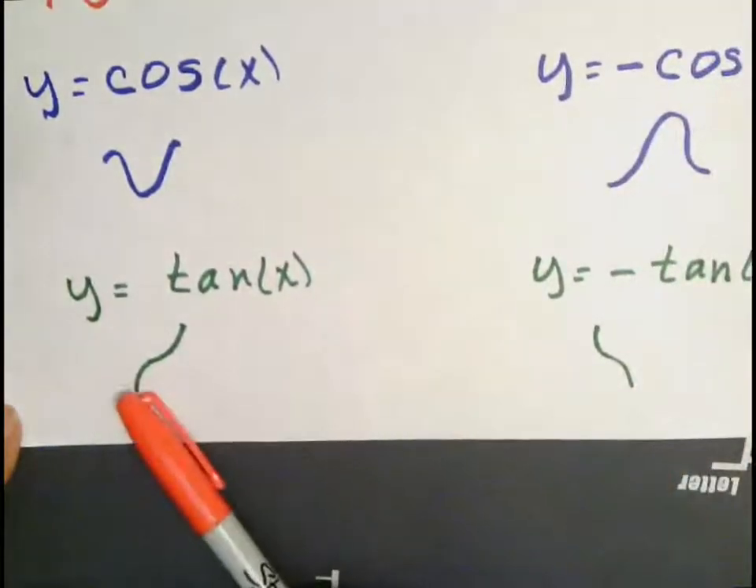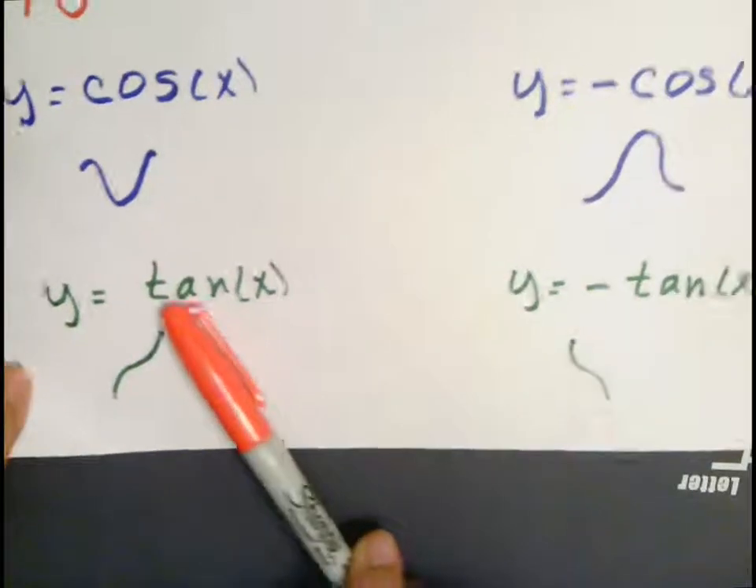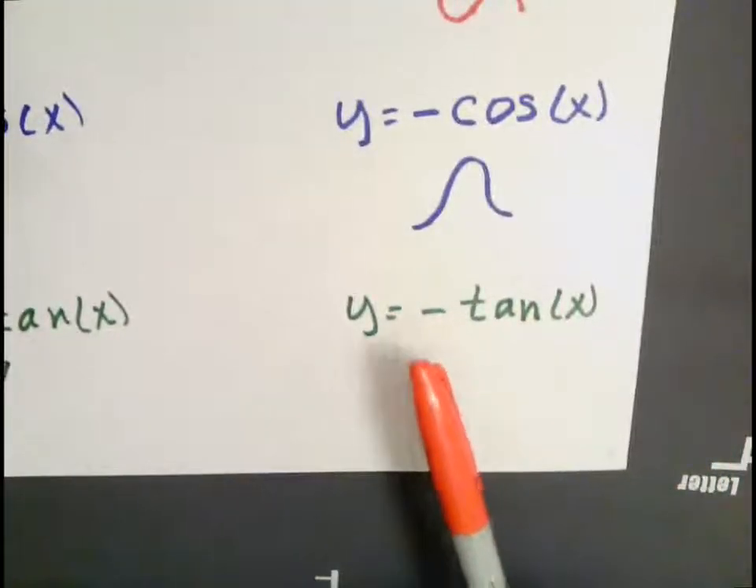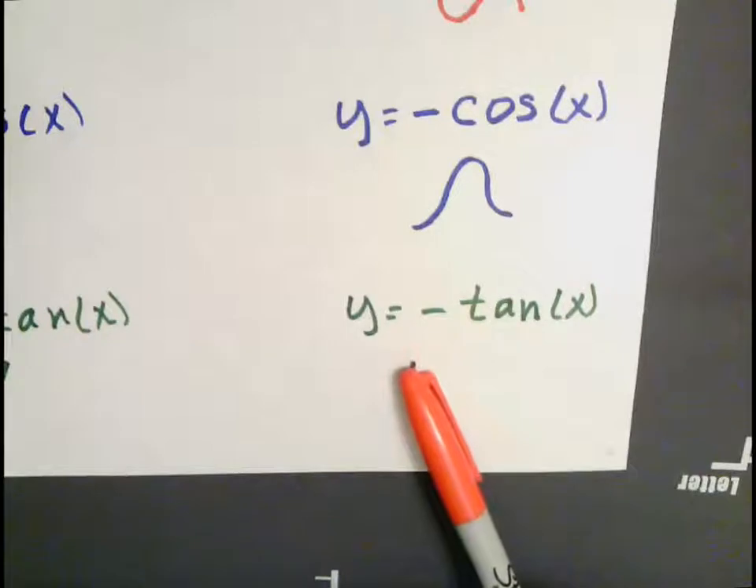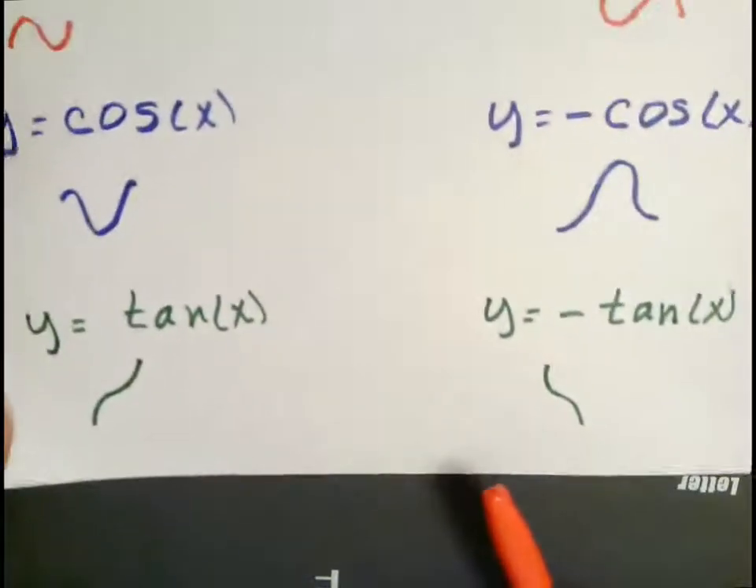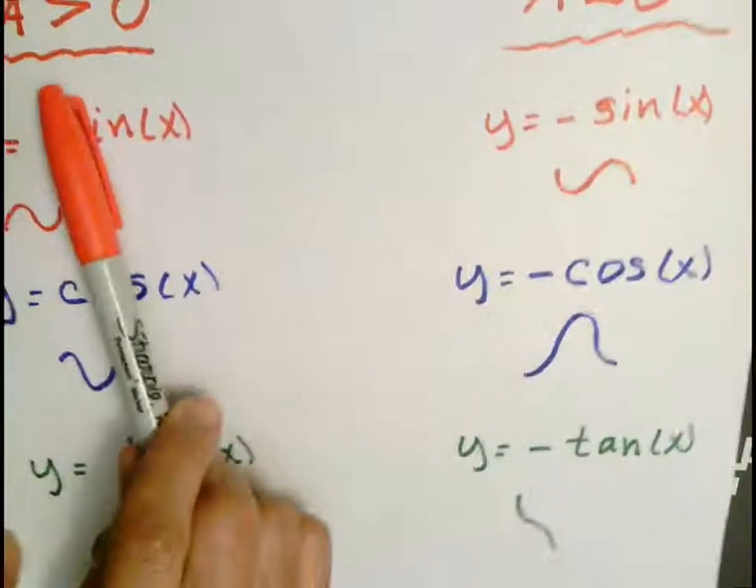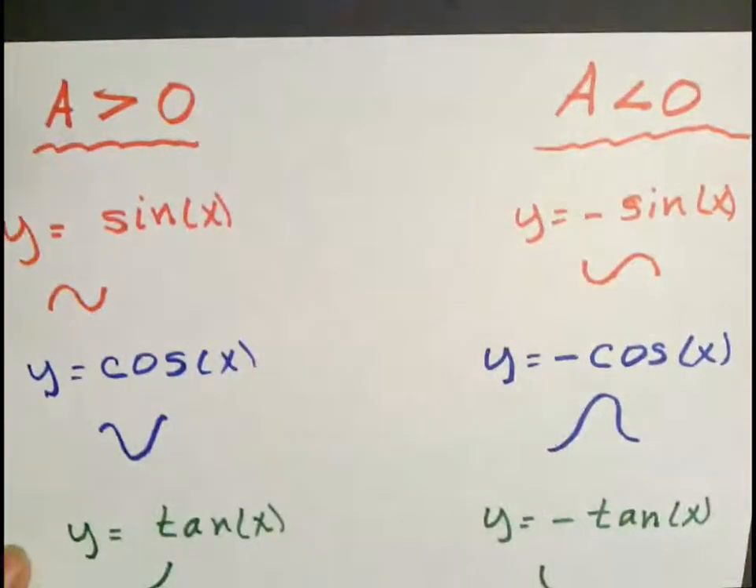When we have the tan, as we move from left to right, it's an increasing function. But if you have the negative, you see how it reverses, and now it's a decreasing function. So this is if the a is greater than 0, and if the a is less than 0. Also, our other three trig functions, let's look at that.